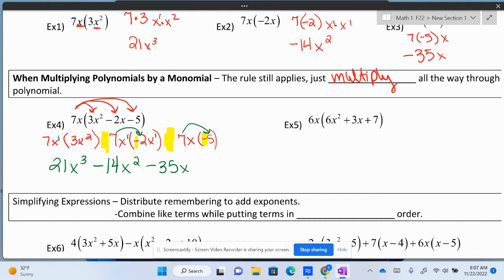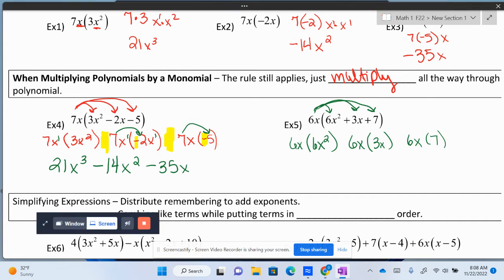Okay. Let's do example number 5. Again, I'm going to take this term on the outside and multiply it by each term on the inside. So I really have 6x times 6x squared. And I have 6x times 3x. And I have 6x times 7. You guys might be able to go without writing it out like this, expanding it like this. I'm just trying to show you a better way.